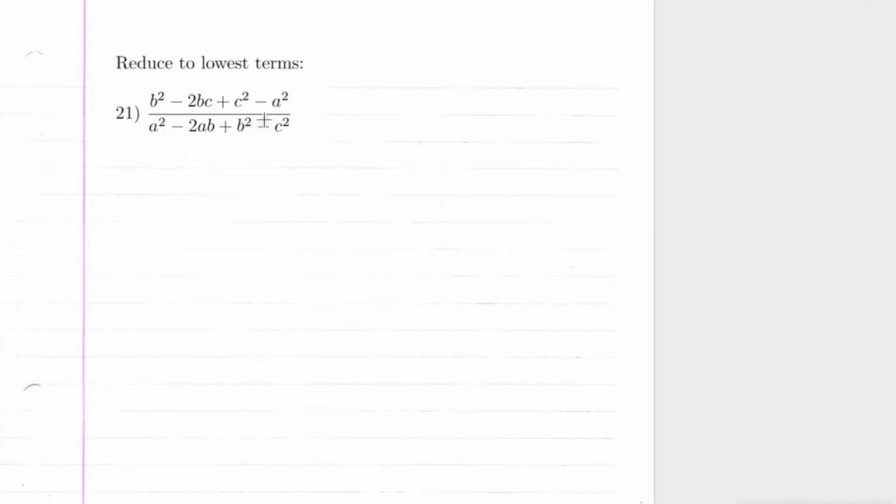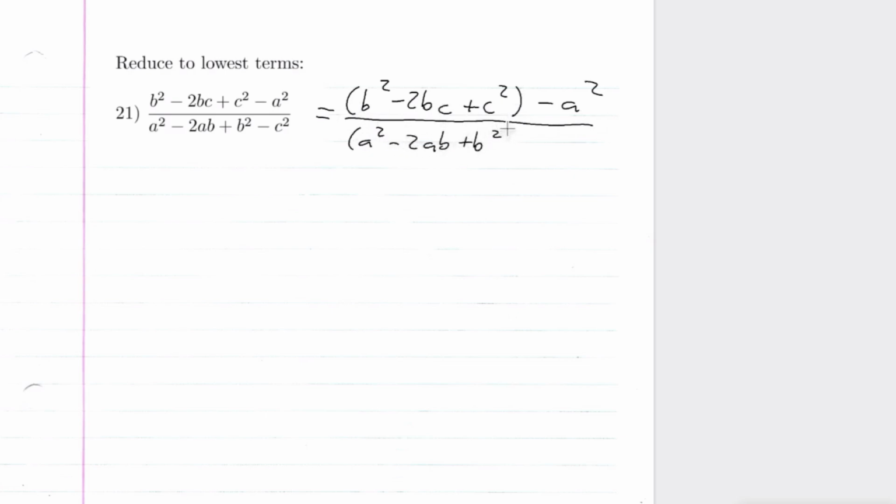All right, so we're going to reduce this to lowest terms. The first thing I can see is I have a trinomial here and here. So we have b squared minus 2bc plus c squared minus a squared over a squared minus 2ab plus b squared minus c squared. Okay, so now here I'm going to factor this out.